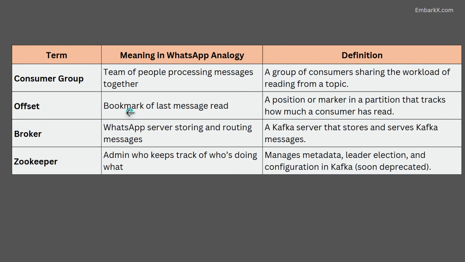Offset. An offset is a bookmark in WhatsApp of the last message read. And in case of Kafka, it's a position or a marker in a partition that tracks how much a consumer has read. What is a broker? A broker is nothing but a WhatsApp server storing and routing messages, right? WhatsApp is installed on your phone, but you will have a server somewhere in WhatsApp. WhatsApp must have deployed a server that is storing and routing your messages. But in case of Kafka, there will be a Kafka server that will store and serve Kafka messages.